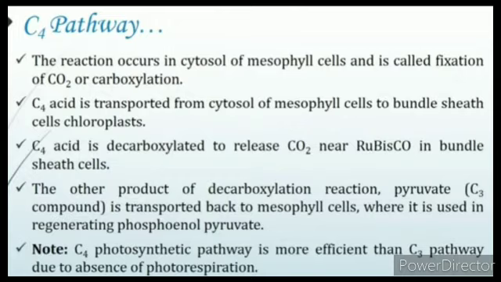In the C4 pathway, the reaction occurs in the cytosol of mesophyll cells and is called fixation of carbon dioxide or carboxylation. C4 acid is transported from the cytosol of mesophyll cells to the chloroplasts of bundle sheath cells. C4 acid is decarboxylated to release carbon dioxide near Rubisco in bundle sheath cells. The other product of the decarboxylation reaction, pyruvate, is transported back to mesophyll cells, where it is used in regenerating phosphoenol pyruvate. The C4 photosynthetic pathway is more efficient than the C3 pathway due to absence of photorespiration.